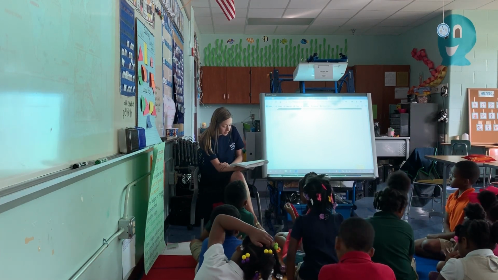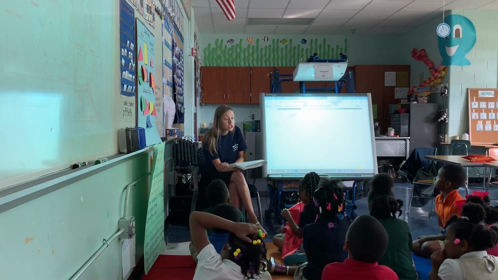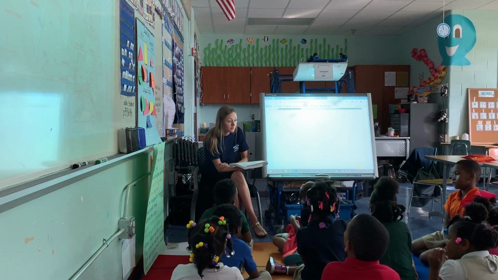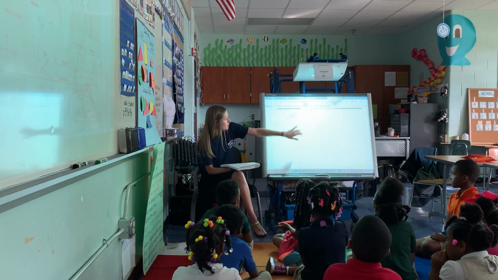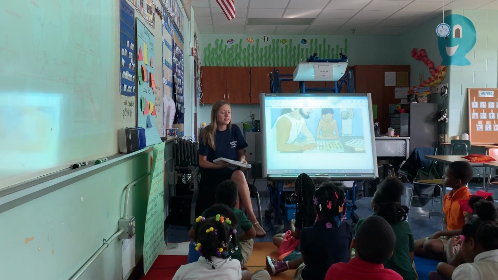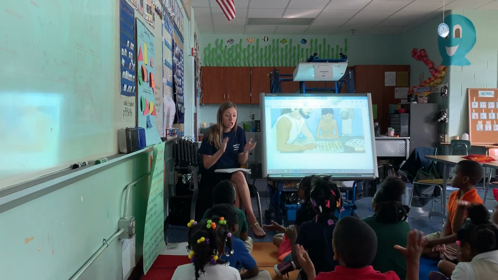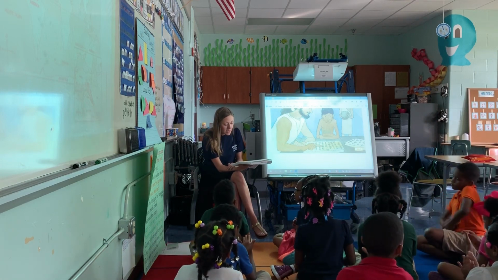Wedge-shaped symbols were pressed into the clay. This sort of writing is called cuneiform. Say cuneiform. Cuneiform. Very good. I'm sorry that our picture isn't loading. Let me see. This is cuneiform, okay? Let's clap out the word cuneiform. Ready? Cuneiform. Very good.